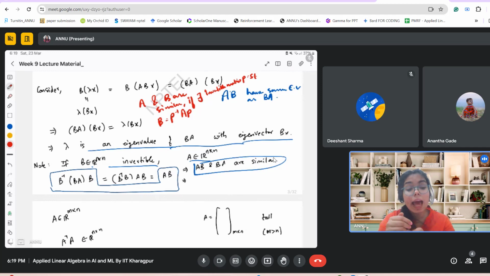For example, you can have the independent columns of the matrix as a basis. But if you write the same matrix in some other basis, then the matrix formed using that basis will be the B matrix. That matrix and the previous matrix are similar. They have the same eigenvalues, just a different way of representation.